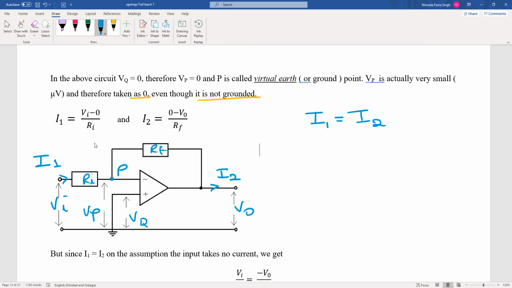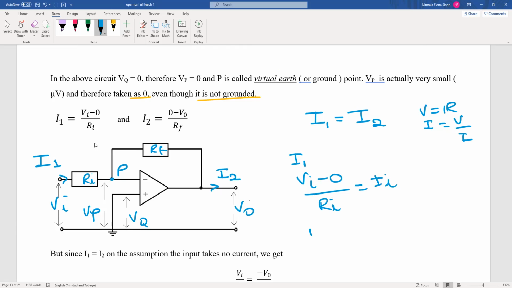So I naught will be, you know, V is equal to IR. So I will be equal to V over R. So for input current, it's going to be VI. Remember, we have two voltages. We have voltage of VI, which is our input voltage, and we have our next voltage, which is VQ, and that is going to be 0. So it's going to be VI minus 0 over RI. So that's our input current.